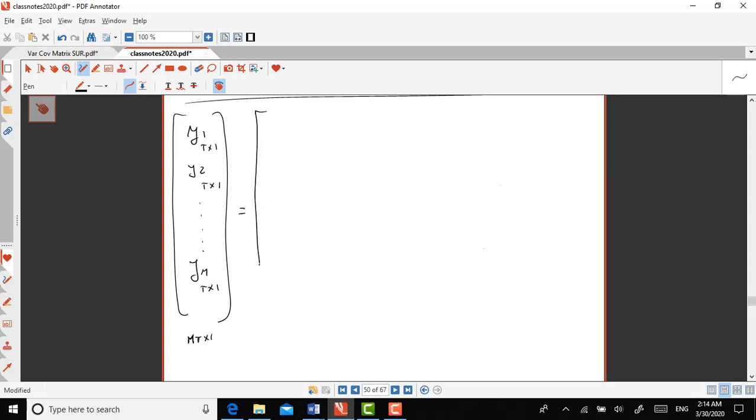That's equal to, and here you need to create a diagonal type of matrix. So here you have T times k1, and then you have zeros. In the diagonal you have all the matrices, so it's going to be T times k2, T times km. Notice that here we're making it possible for each equation to have a different number of explanatory variables.